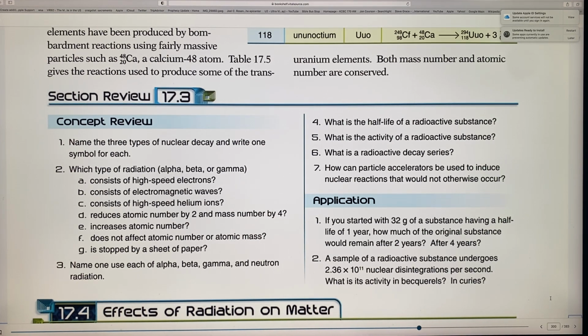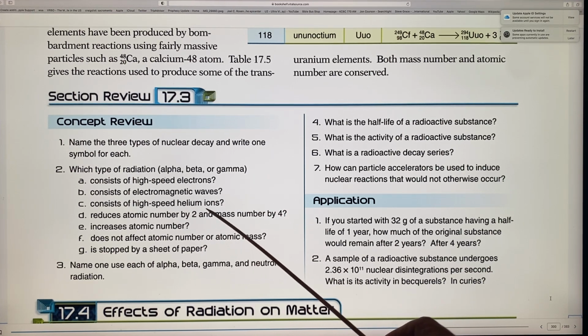Which type of radiation, alpha, beta, or gamma, consists of high-speed electrons? What would you say right away? Which are the electrons? Beta, right? Which consists of electromagnetic waves? Gamma waves are electromagnetic waves.